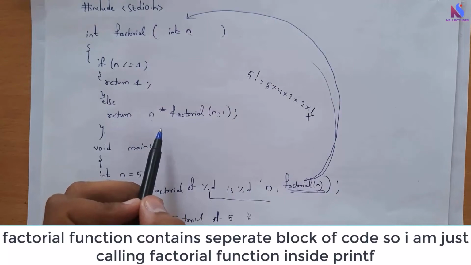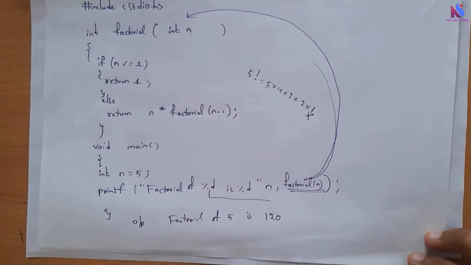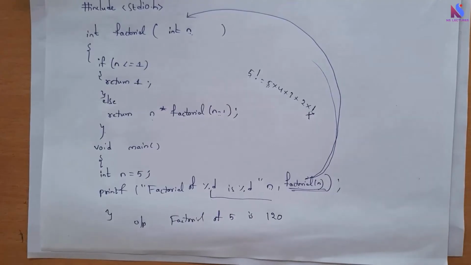Factorial of 5 is 5 into 4 into 3 into 2 into 1, that is 120. So this is the output in order to find factorial of a number by using recursion. Next I will explain a C program for Fibonacci series using recursion.